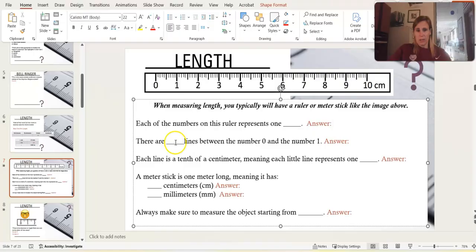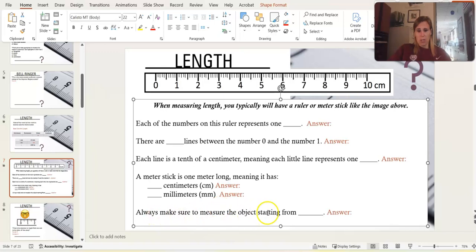There are blank lines, so give me the number of lines in between the numbers 0 and 1. So how many there? Okay, each line is 1/10 of a centimeter, meaning that each little line represents 1. So what is that as far as a measurement? Okay, again, answer right here. You guys can definitely do abbreviations. That's okay. A meter stick is 1 meter long, meaning it has how many centimeters and how many millimeters. If you guys want, grab a meter stick and take a look.